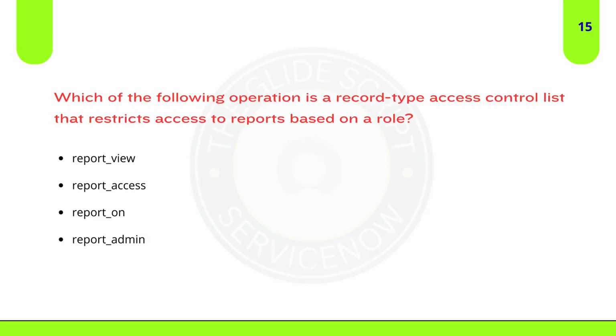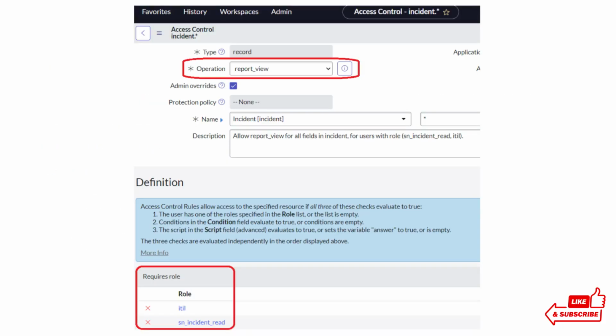Then next, which of the following operations is a record type access control list that restricts access to reports based on a role? Report view, report access, report on, report admin. The report view operation is a record type access control list that restricts access to reports. Only users with one of the required roles can view reports containing the restricted resources. There are 2 kinds of report view access control list: report view table ACLs and report view field ACLs. You can see in the screenshot here.